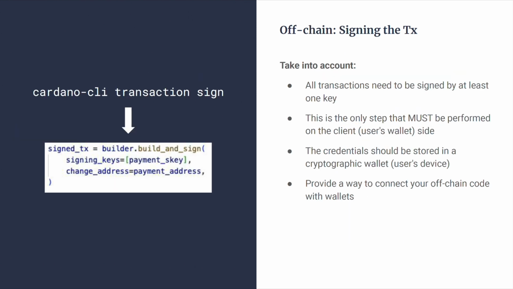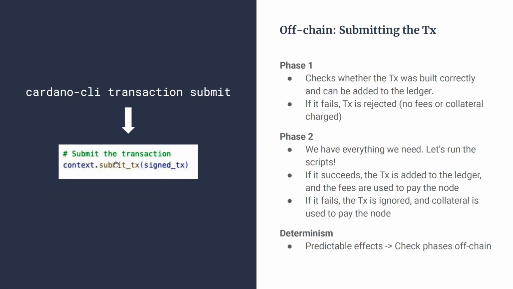The final step after we have constructed the transaction is that we will actually sign it. Of course, this must be done at the client's end because he has his private keys that are needed to sign the transaction. It's cardano-cli transaction sign, and in PyCardano it would look something like this here. Now that we have signed it, we still need to submit it to the node. These are the very simple CLI and PyCardano commands for this.